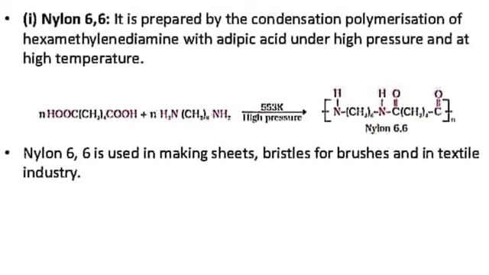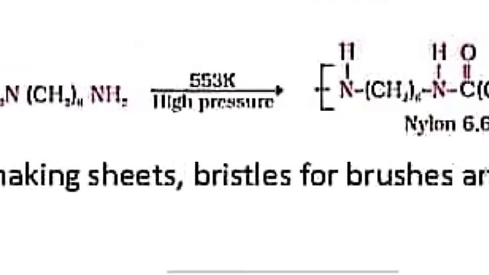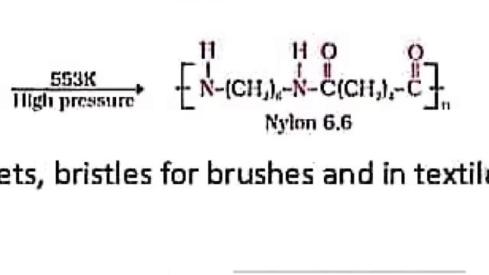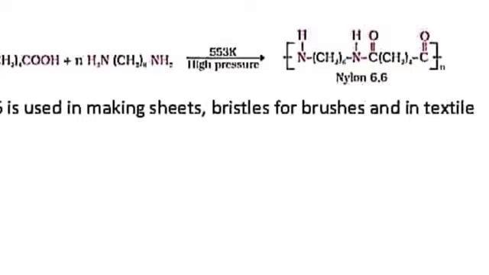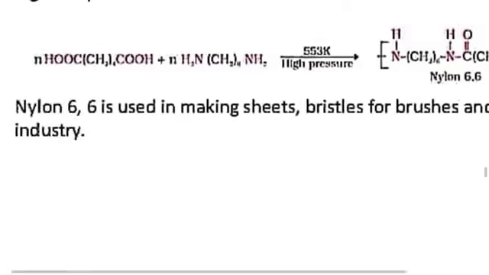So it is prepared by the condensation polymerization of hexamethylene diamine with adipic acid under high pressure and at high temperature. So you have a linkage NHCO which is an amide which is repeating n times. And nylon 6,6 is used for making sheets, bristles for brush and in textile industry.